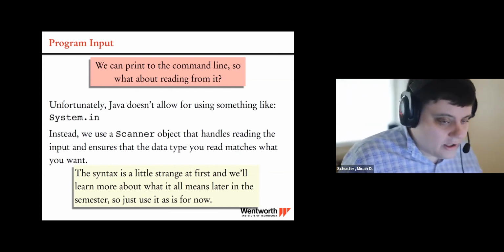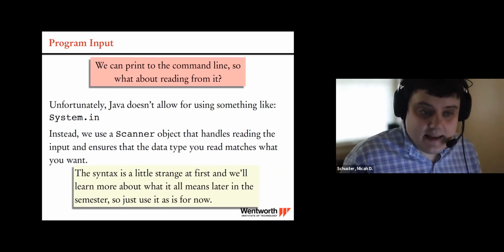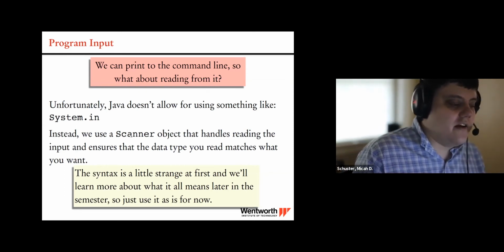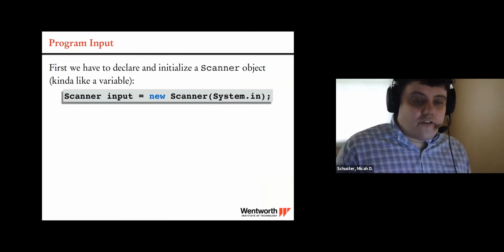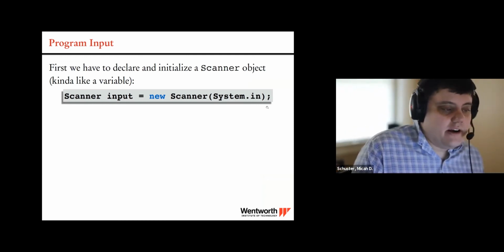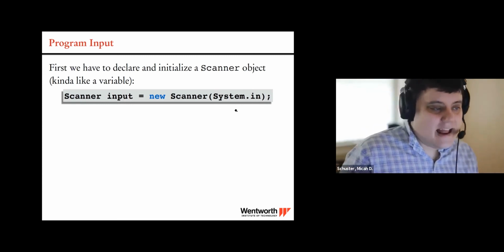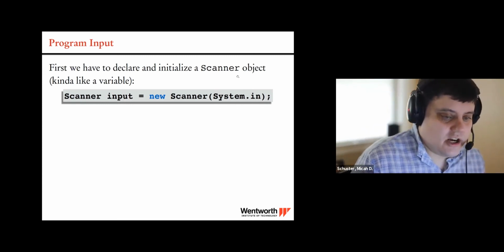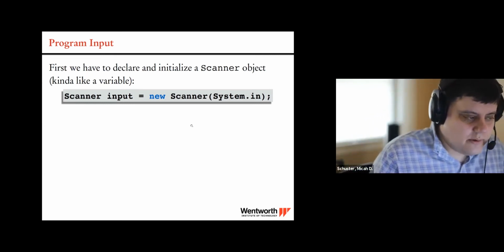So we're going to learn about what all of the stuff means, but for now, just use it as is, if you're not familiar with object-oriented programming. The first thing we do, and this usually happens somewhere near the beginning of your program, is declare and initialize the scanner object. It's kind of like a variable, the stuff that we just talked about.